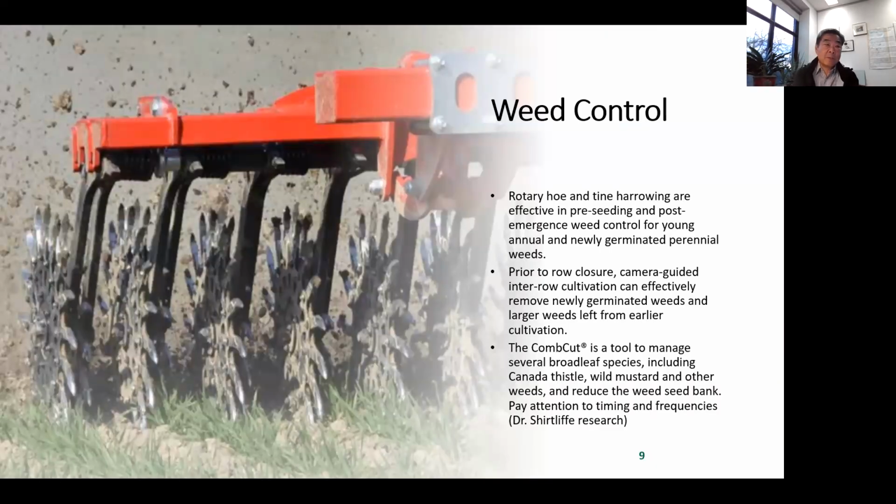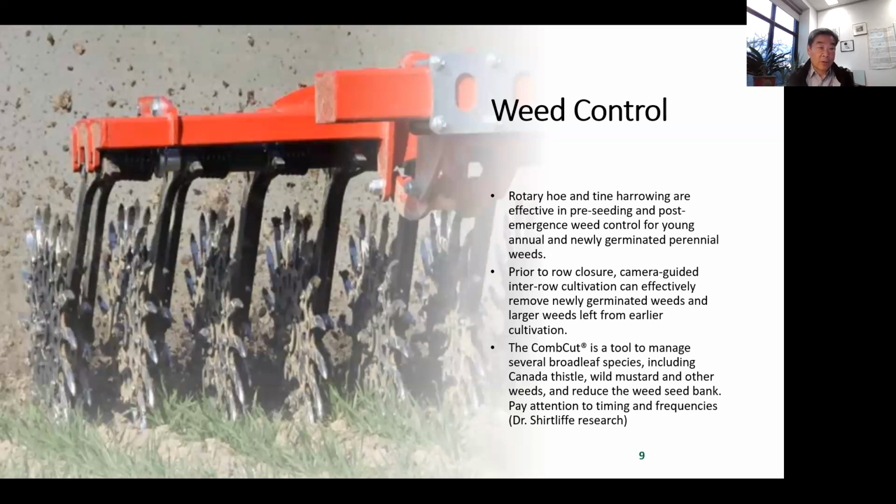Other weed control measures include the rotary hoe and harrowing, which are very effective in pre- or post-emergence weed control for young annual and newly germinated perennial weeds. Dr. Steve Shirtliffe at the University of Saskatchewan has done a serious study on that, and he found that post-emergence weed control is very important because it would significantly reduce the weed biomass and could increase the crop yield by 20%.